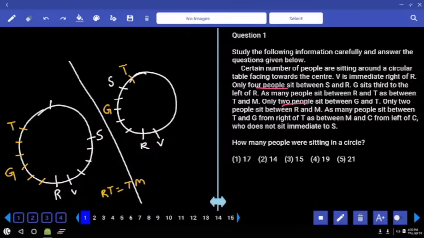T is here. And only 2 people between R and M. Now 2 in between R and M. R and M, there are exactly 2. M is here. M is at this place.